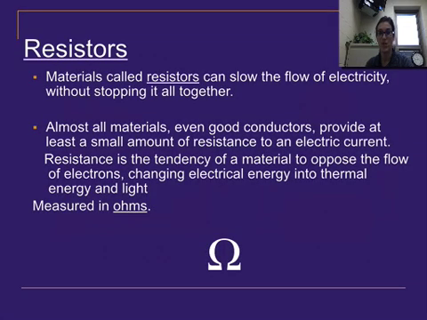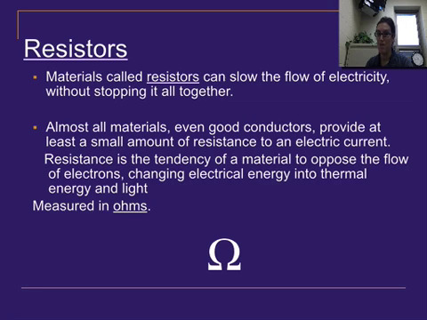A resistor is a material that slows the flow of electricity. That light bulb is put there so that it's slowing the flow of electricity so that it can actually go to the light bulb and light it up. Almost all materials, even good conductors, provide at least a small amount of resistance, so it's trying to slow the flow of electricity. Resistance is the tendency of a material to oppose the flow of electrons, changing the electrical energy into thermal energy and light.